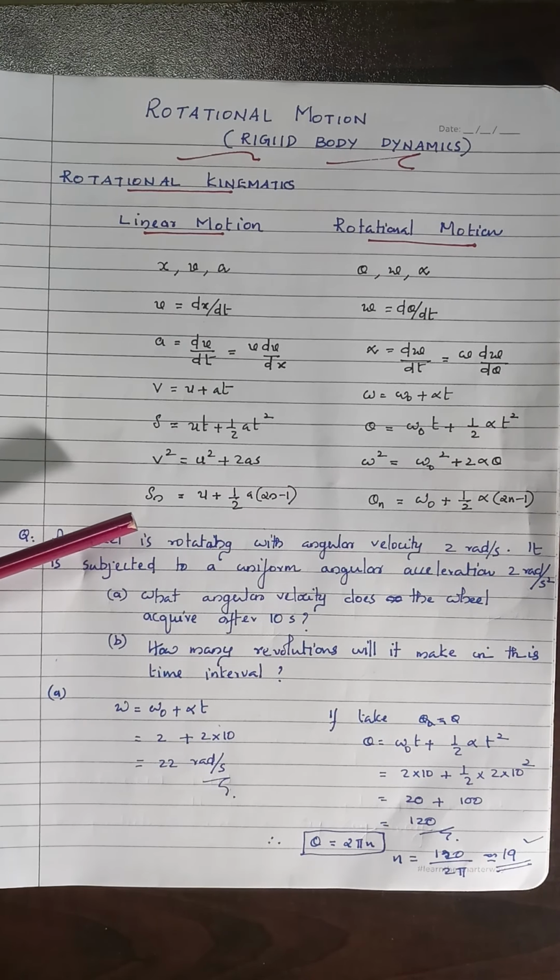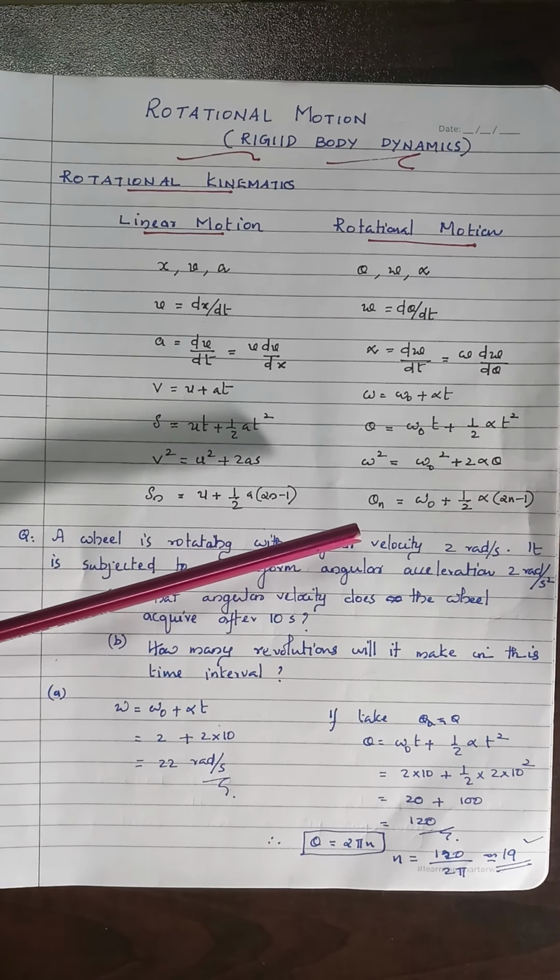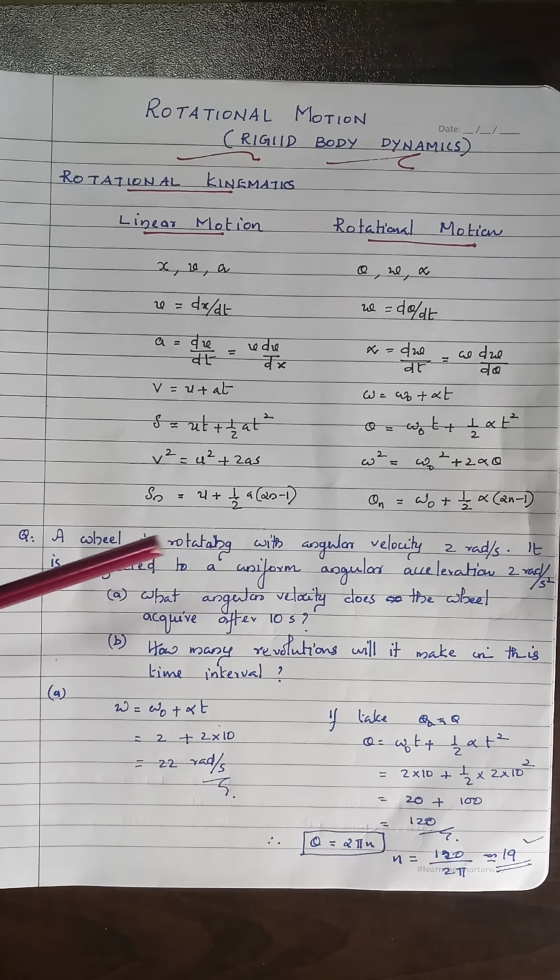The displacement in the nth second is u plus a by 2 into 2n minus 1. But here the angular displacement in the nth second is omega 0 plus alpha by 2 into 2n minus 1. We can go with some problematic situations, then we can get the concepts so clearly.